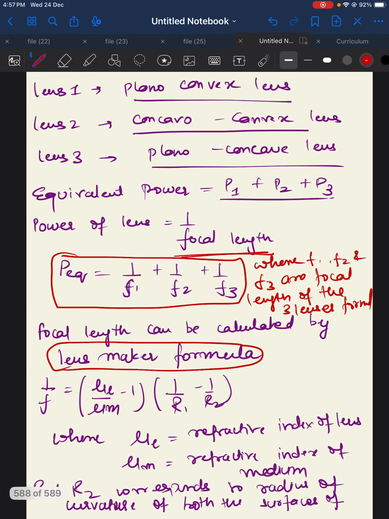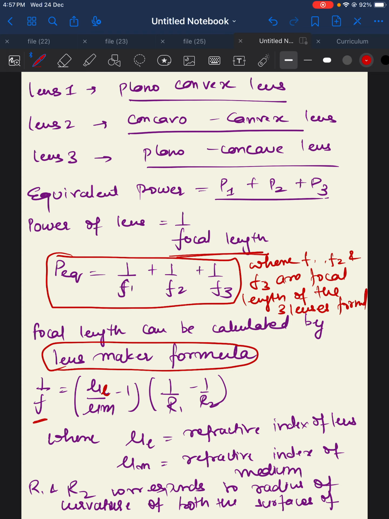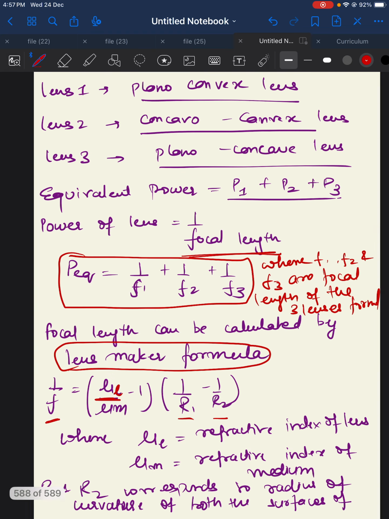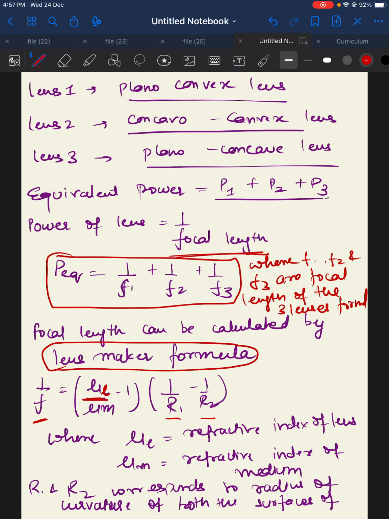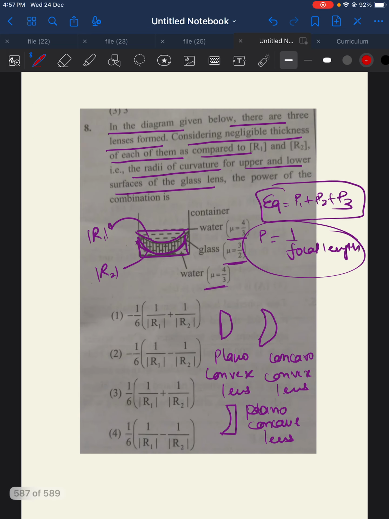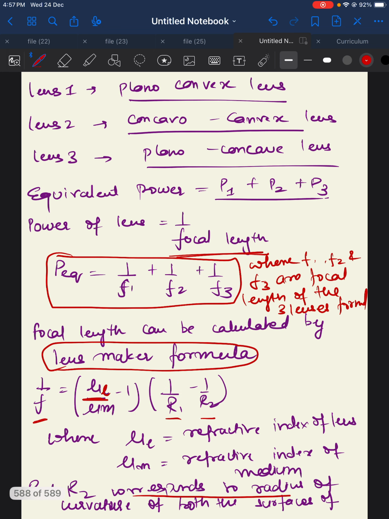What is the formula? The formula is 1/f equals (μl/μm minus 1) times (1/R1 minus 1/R2), where μl is the refractive index of the lens and μm is the refractive index of the medium. What are R1 and R2? Do not get confused between this R1, R2 and that R1 and R2. This R1 and R2 represent the corresponding radii of curvature of both the surfaces of the lens. For example, this is the first surface and this is the second surface for the first lens. So R1 represents the radius of curvature for this surface, and R2 represents the radius of curvature for the second surface.